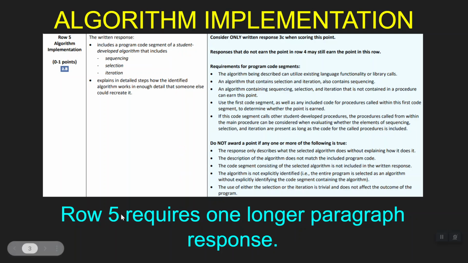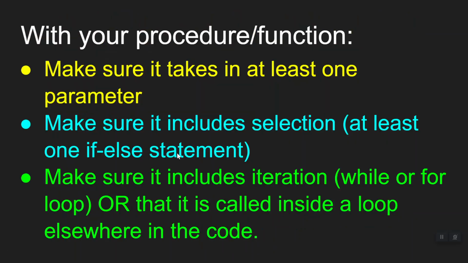So to get row 5, you do have to write one longer paragraph response. So we'll go ahead and look at what that looks like in just a second here. The main thing to keep in mind is that with your procedure or function, whatever one you decide to show the College Board, make sure it has at least one parameter. It can have more than one, but make sure it has at least one, and make sure that parameter is used somehow in selection in order to make different things happen. So make sure that your procedure or function uses selection and that this parameter somehow is involved in it.